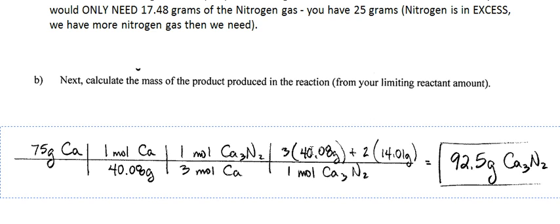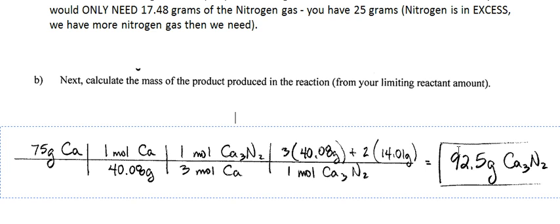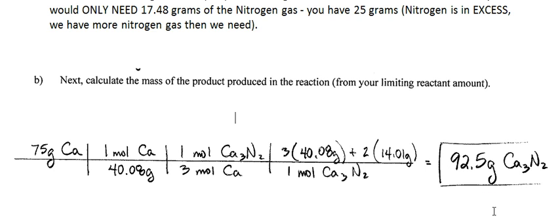Mass is grams. So the molar mass is given here, and then we'll determine from the calculation that if all 75 grams of the calcium reacts, we'll make 92.5 grams of the calcium nitride.